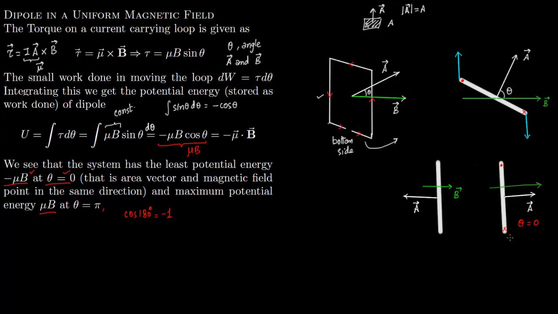Now these two figures look exactly the same, so how is this area vector pointing in this direction? Notice that what we are going to do is put a cross here and a dot here. So this is the opposite direction. So current is coming out of the screen here and going in here. So this is the maximum potential energy, and this is the minimum potential energy.